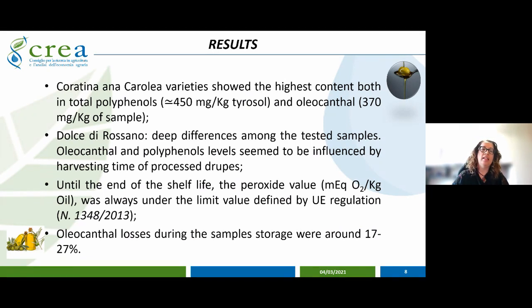Oils from Coratina and Carolea varieties show the highest content in total polyphenols and in oleocanthal. As concerns the Dolce di Rossano variety, we noticed a deep difference among the tested samples, and oleocanthal and polyphenols levels seemed to be influenced by the harvesting time of the processed groups.